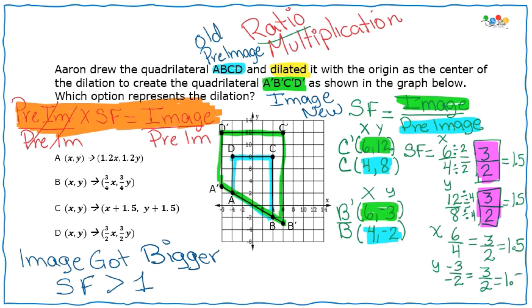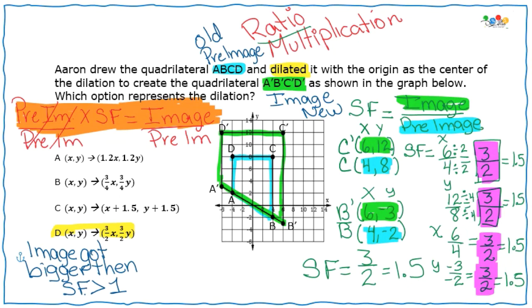What do I notice? I still get a 3/2. So in this case, now I know that my scale factor is 3/2 or 1.5. Therefore, my answer is letter D. Notice how in letter D, both X and Y are multiplied by the same number. I'm multiplying 3/2 times X, 3/2 times Y. Very good.